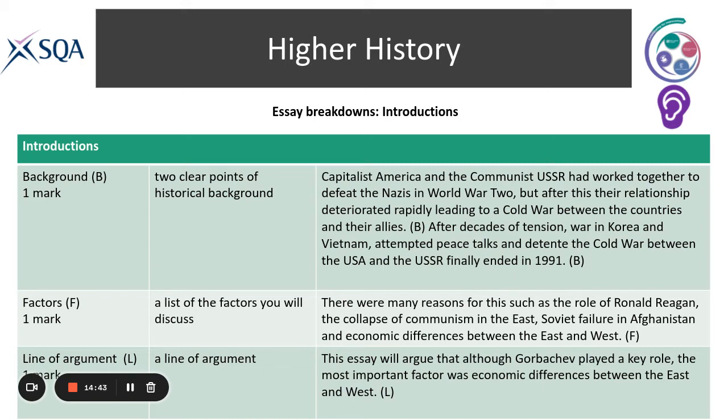So the factors, this is really straightforward, really easy. You can literally just write a sentence listing the factors. So it says, there were many reasons for this, such as the rule of Ronald Reagan, the collapse of communism in the East, Soviet failure in Afghanistan, and economic differences between the East and West. Relatively straightforward, factors are worth 1 mark.